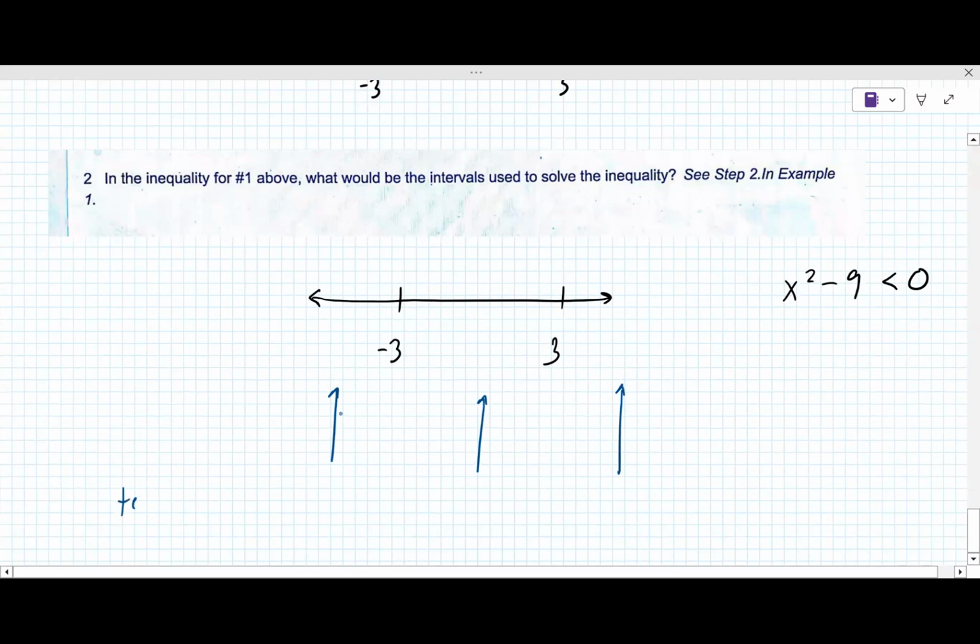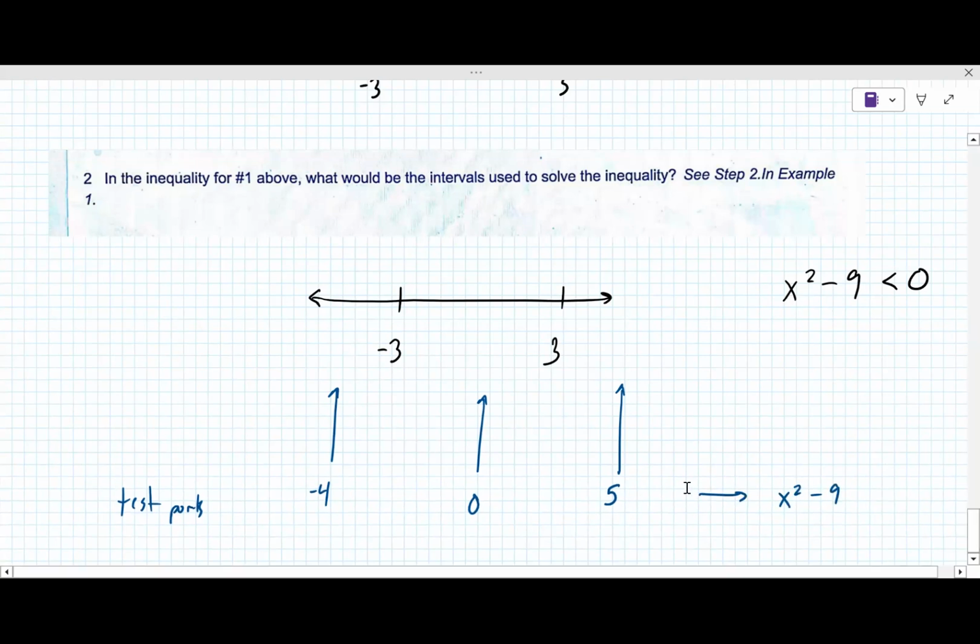So we're going to test points. We want to choose something in each region. So something less than -3, like -4, for example, something between -3 and 3, like 0, and then something to the right of 3, maybe like 5. And we're going to test these values in x squared minus 9.